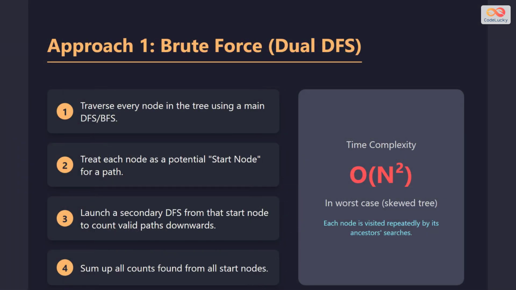A common first approach is the brute force method. Here, you would traverse every single node, and for each node, launch a separate search to find paths starting from there. However, this results in a time complexity of O(n^2), which is inefficient for large trees.